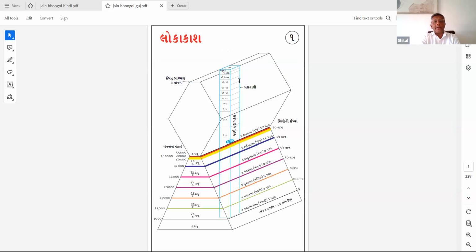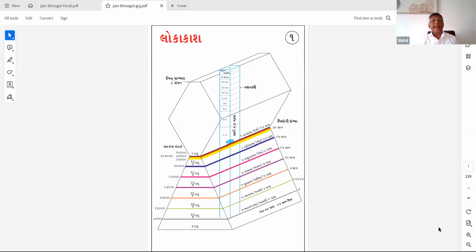If I go back, what is the total width of the Sidsila? What did we say that was? Yeah. You have to imagine, the Sidsila, Sid Bhagwan's Sid. You can only become a Sid from the Manushya Kshetra.